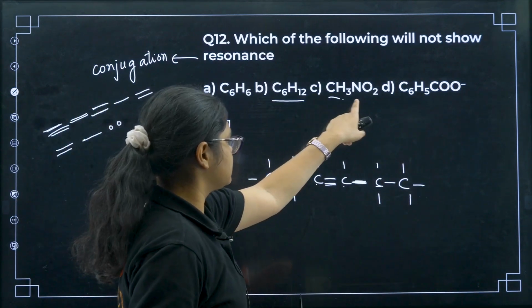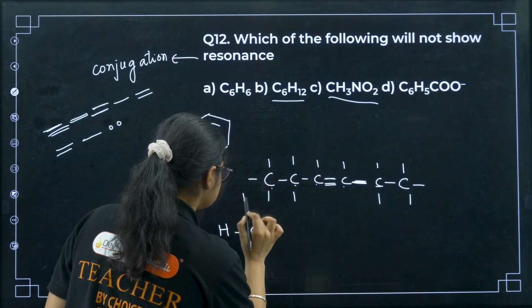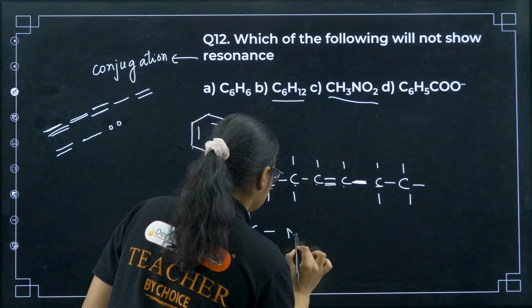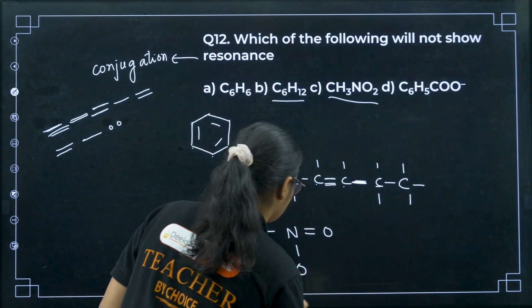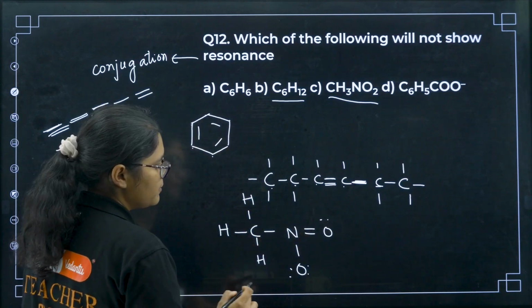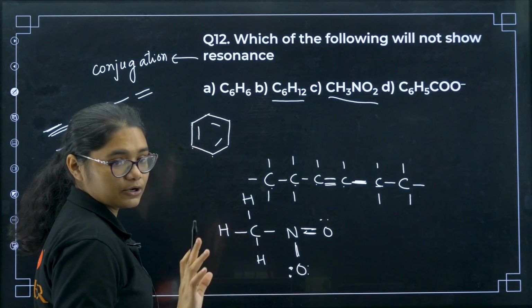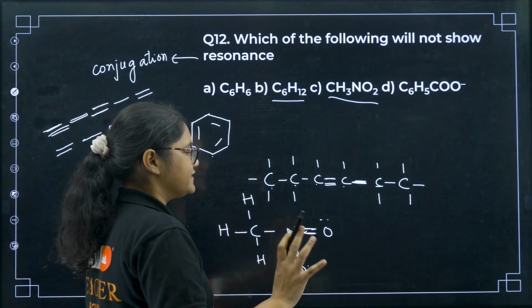So let us see this one, CH3NO2. It is like this. You can see here this is the structure of the NO2 group. You can find here double bond, single bond and then one lone pair. So here also conjugation is possible, or resonance is possible.